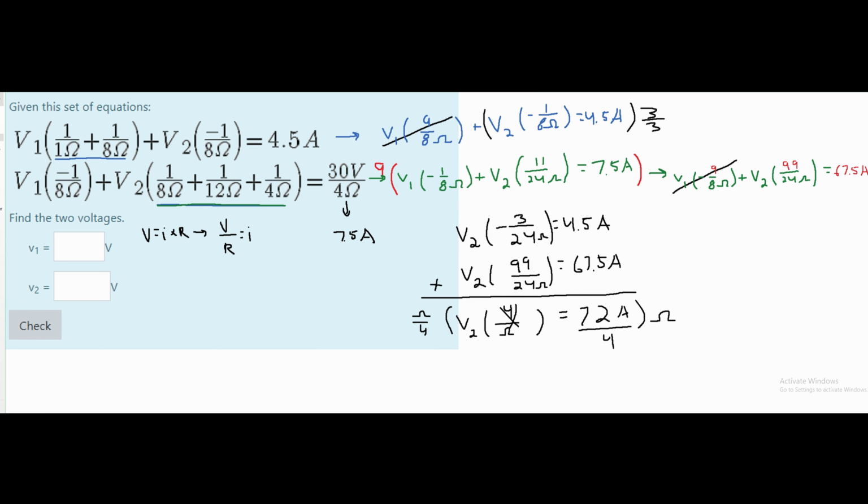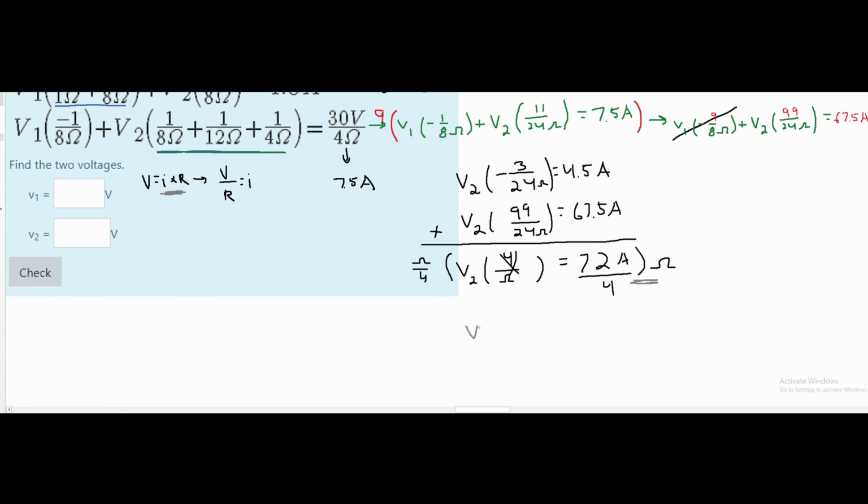And then we know from this equation right here, resistance times current, that the resistance times current is equal to our voltage. So we'll just divide 72 by 4, and then we get 18. So V2 is equal to 18 volts. That is the answer for V2.